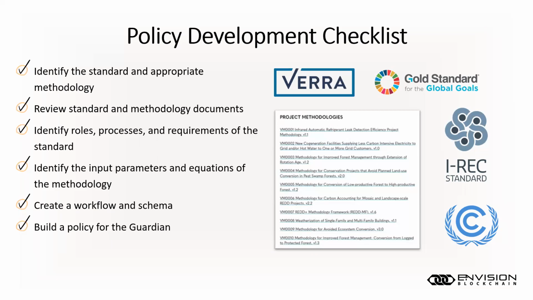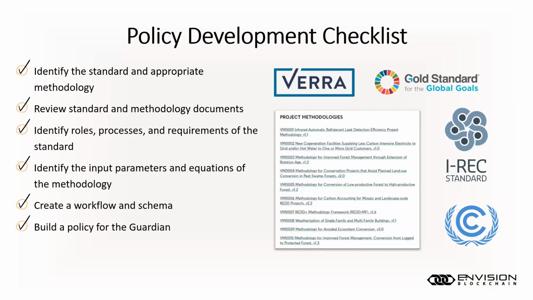Step 2 is to review the standard and methodology documents. So thoroughly review the documentation provided by the standard and the methodology, and ensure a comprehensive understanding of their guidelines, the criteria, and principles. Step 3 is to identify roles, processes, and requirements. So you want to identify the various roles involved in the implementation of the Guardian tool and define their responsibilities. You could determine the necessary processes and requirements outlined by the standard for a successful policy implementation.